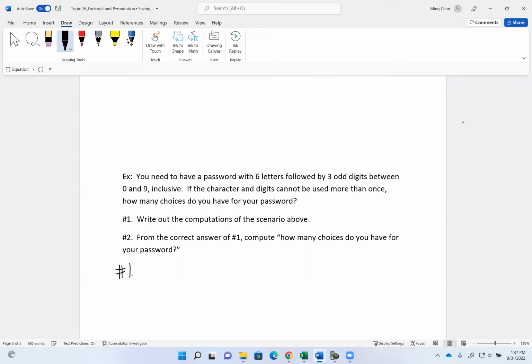So remember, there are 26 letters, and I need to choose 6 of them. And the reason why I'm using permutation is because the order, which letter I use first, matters, because once I use one letter, I cannot use it again. So the choice does matter.